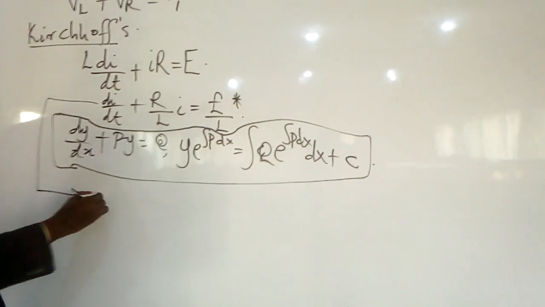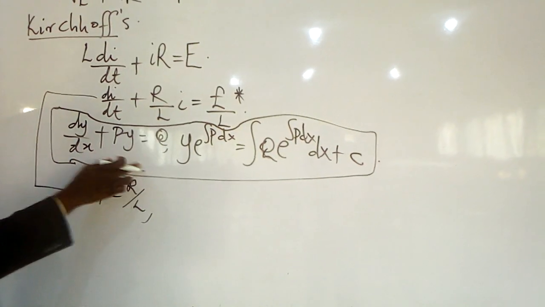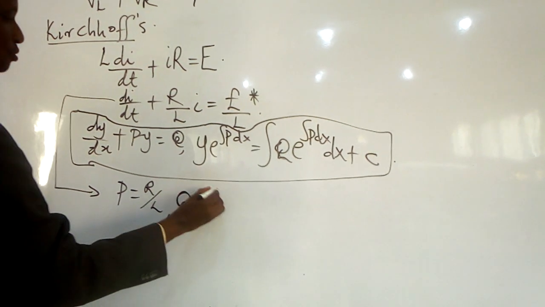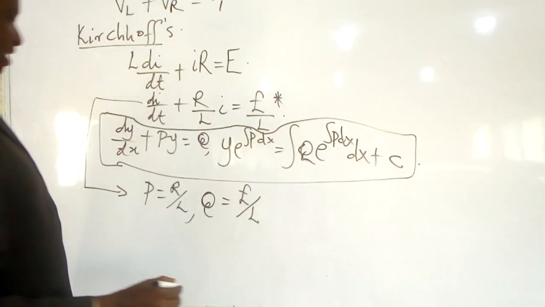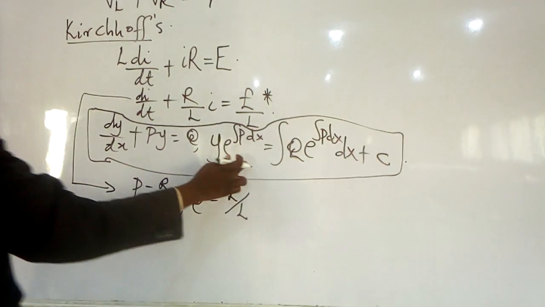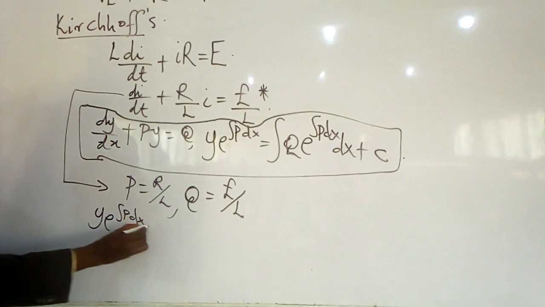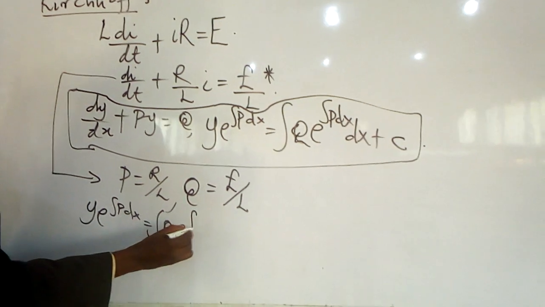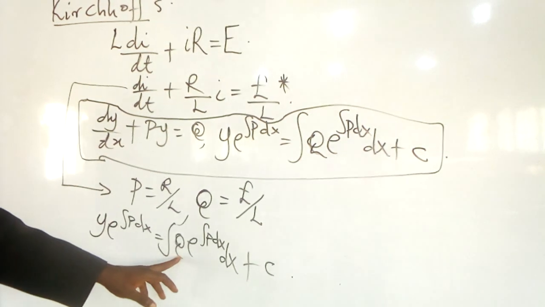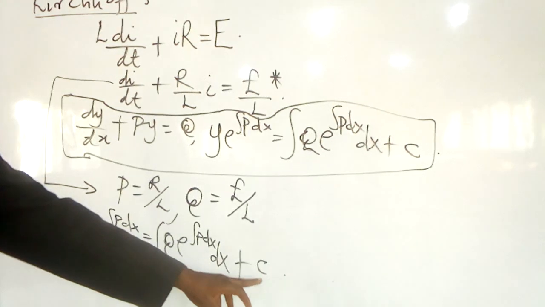If we assume here that p is equal to resistance over inductance as it relates to this linear first order differential equation, and we also assume that q is equal to the electromotive force divided by the inductance, then this is to be imputed into the solution formula for linear first order differential equation, characterized by y exponential integral p dx is equal to integral q exponential integral p dx differential x plus c. Note that this q does not mean charge, electrical charge, neither is c the capacitance of a capacitor, no, it is constant c.